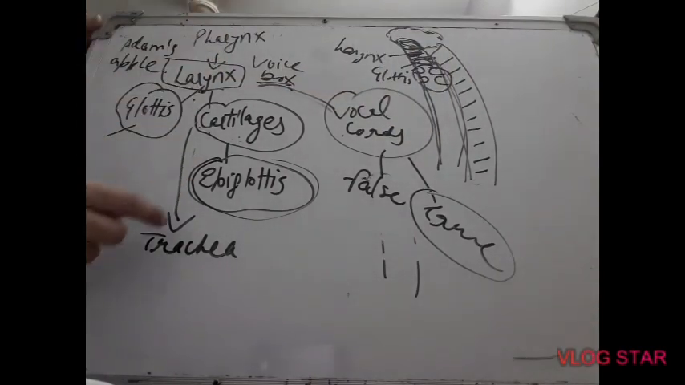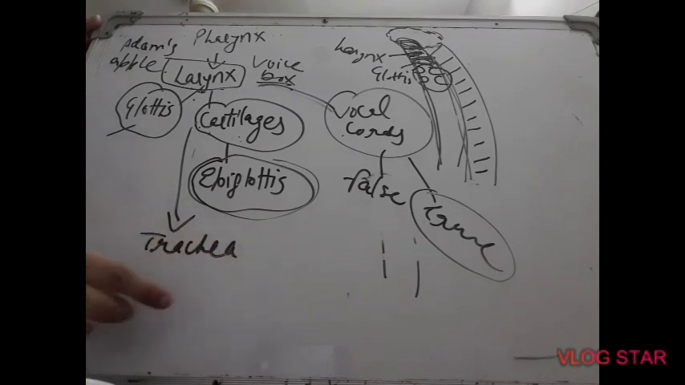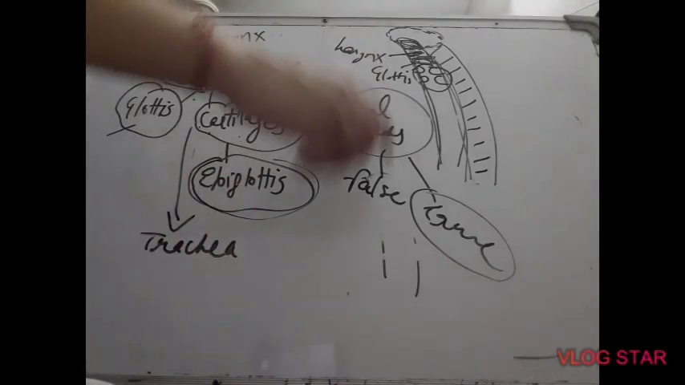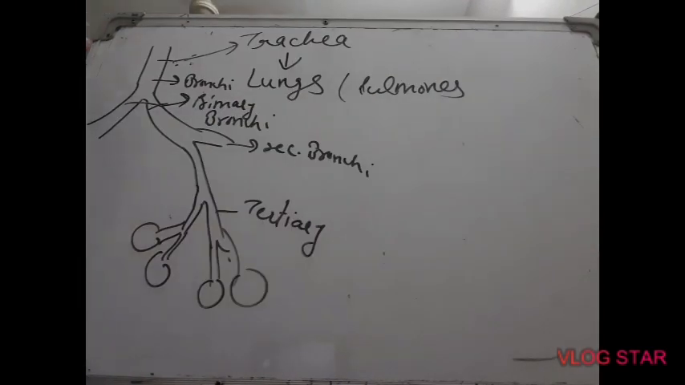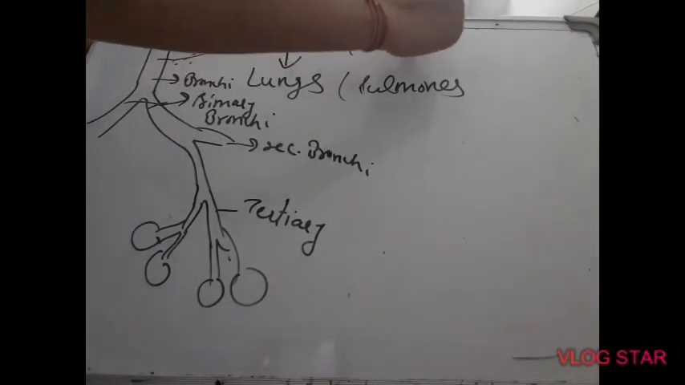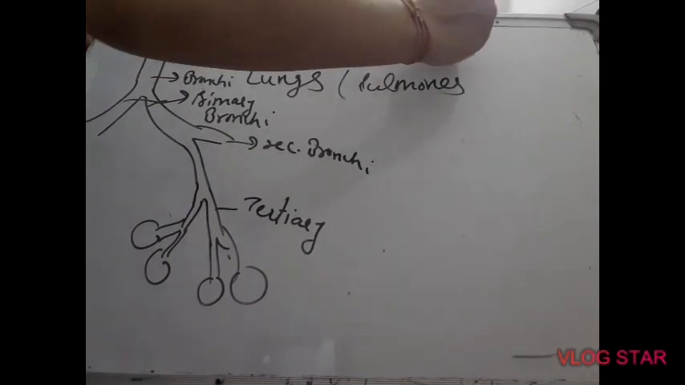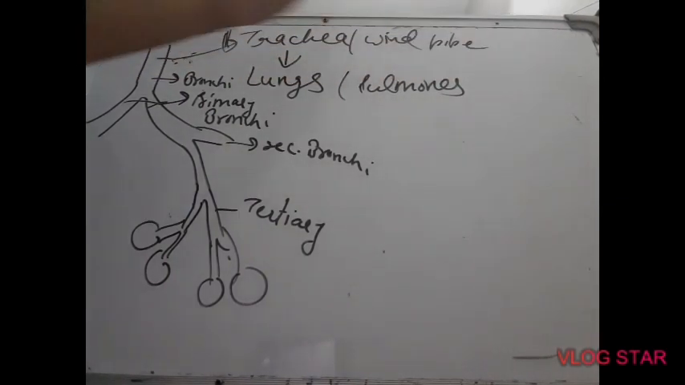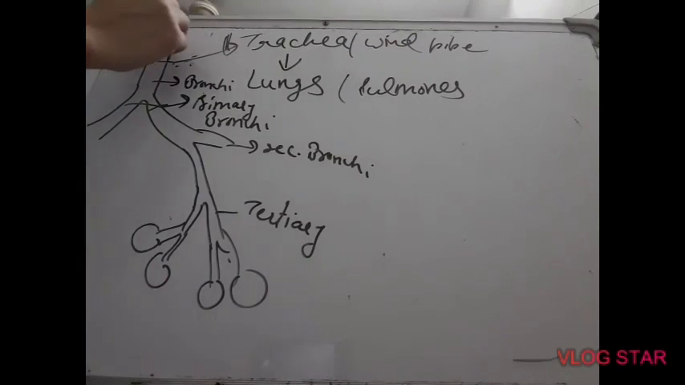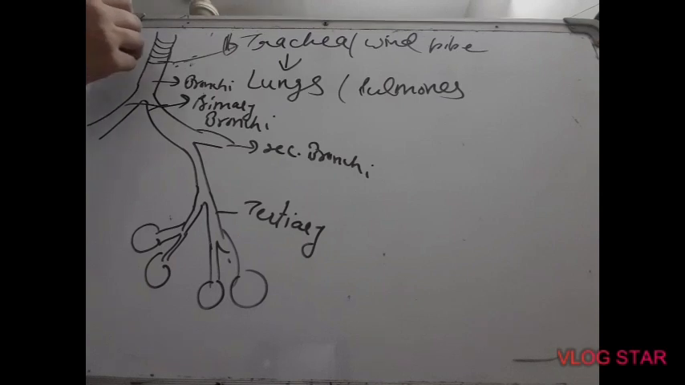Now the pharynx leads to a straight pipe which is known as the trachea, actually our windpipe. So the pharynx leads to the larynx, the voice box, which leads to the windpipe, which is the trachea, and this windpipe bears semicircular ring-like structures. These semicircular ring-like structures are known as cartilaginous rings.